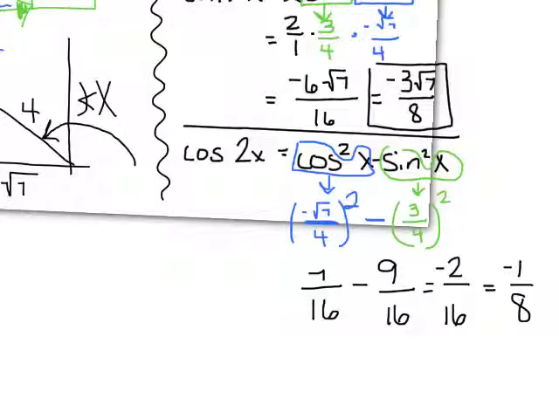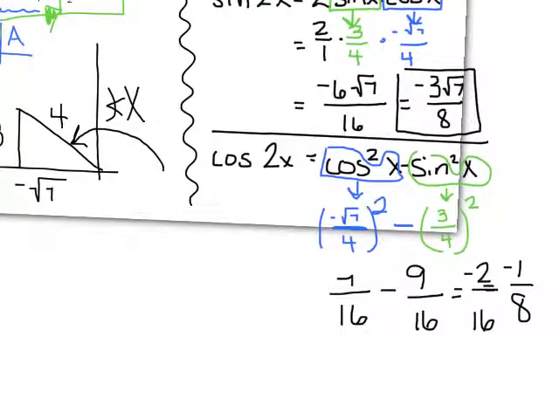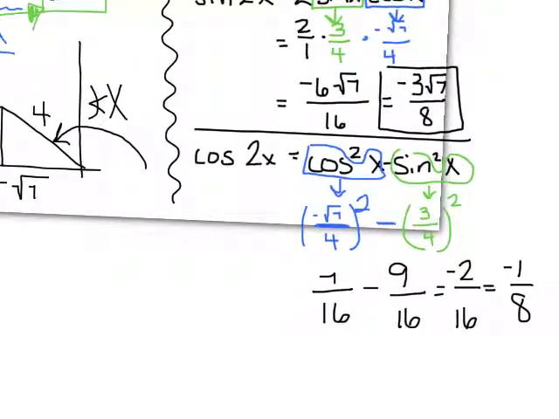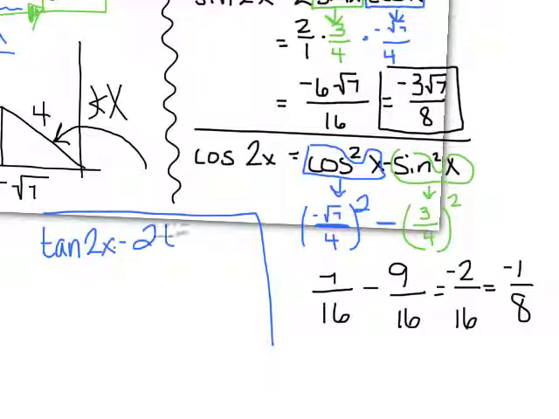All right, now tangent, we've learned this a couple of times. I keep stressing this, but tangent has an equation, and that equation is 2 tangent x all over 1 minus tangent squared x. So you could do 2 tangent of x all over 1 minus tan squared of x. So let's go ahead and do that.